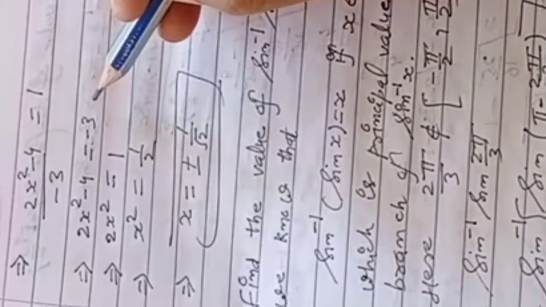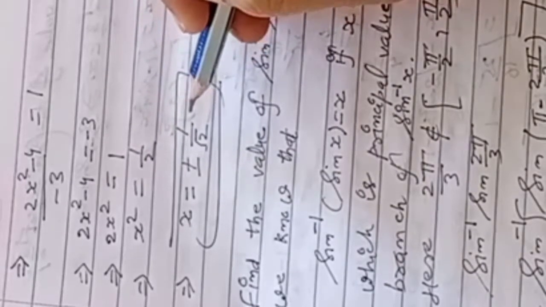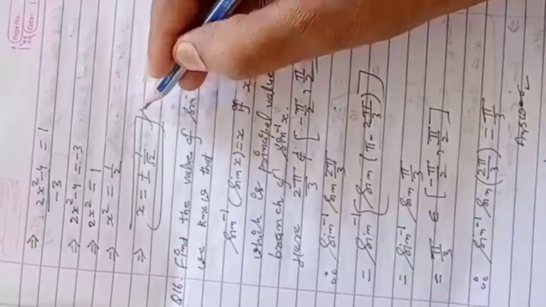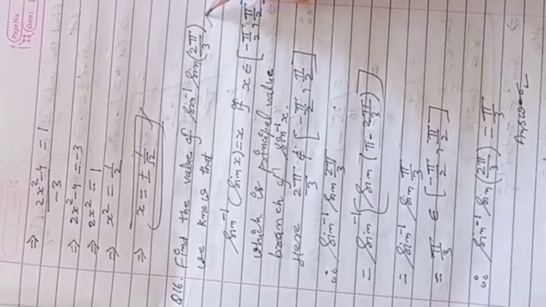(2x square minus 4) upon minus 3 is equal to 1. 2x square minus 4 is equal to 3. 2x square is equal to 1. x square is equal to 1 upon 2. x is equal to plus minus 1 upon root 2. This will come. Now question number 16, we have to find the value of sin inverse sin 2 pi by 3.